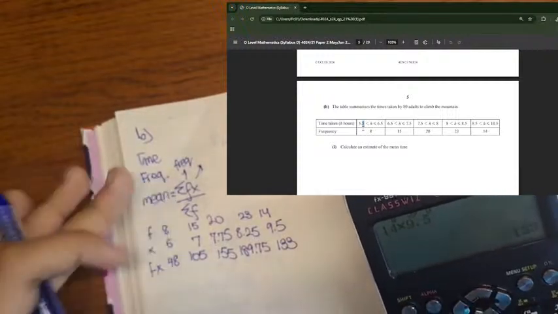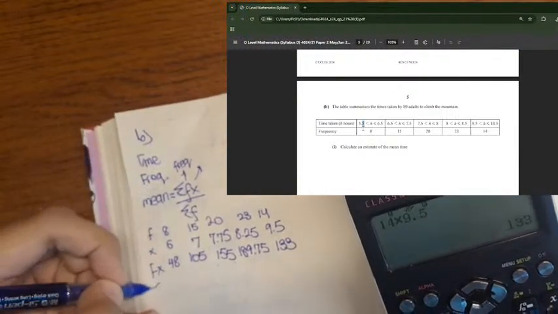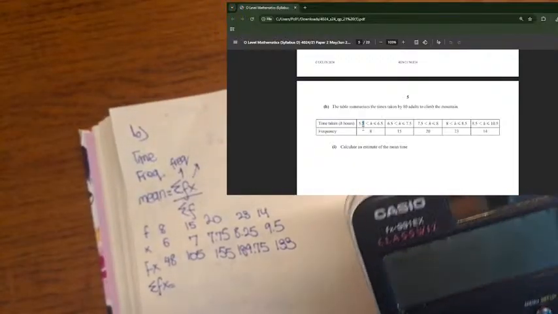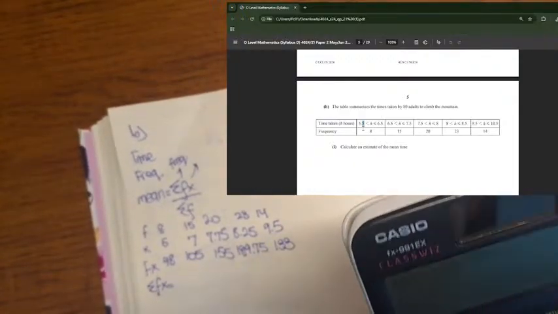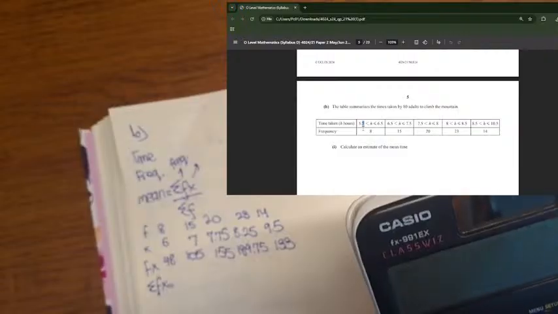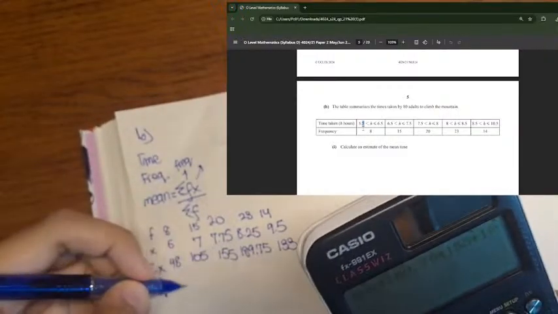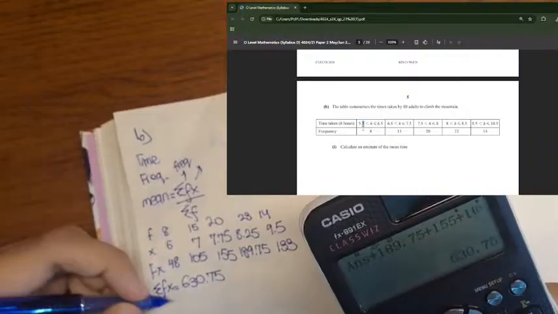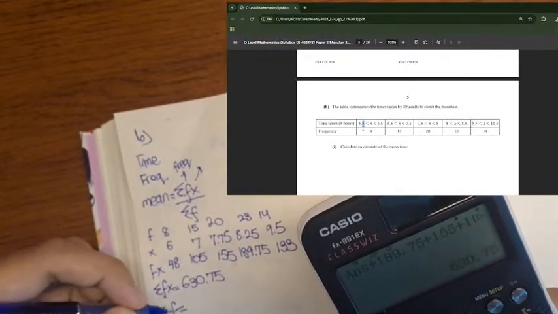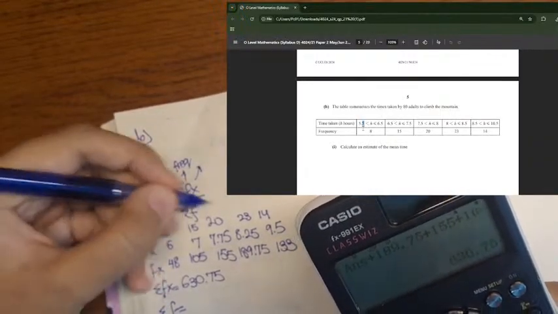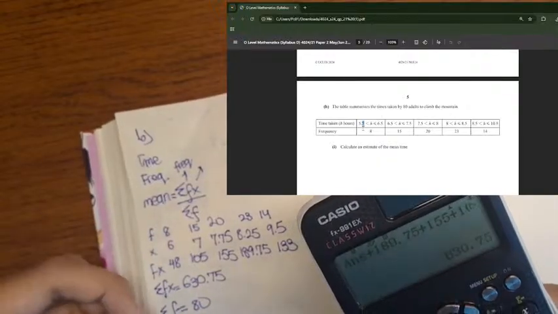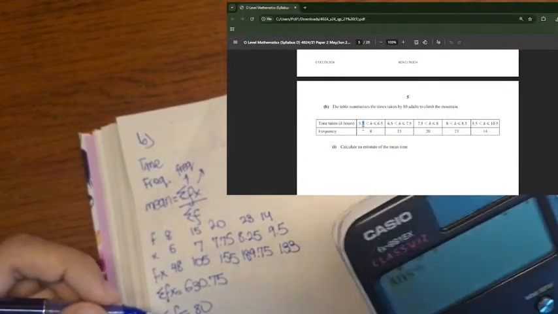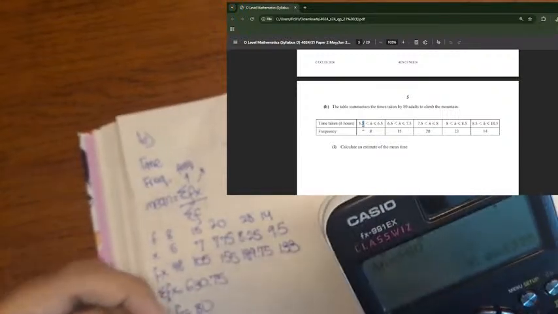What we're going to do is basically add it up, because summation means that we need to add up all of the fx's, right? So let's do that. 133 plus 189.75 plus 155 plus 105 plus 48. We get a total value of 630.75. And what do we need to divide it by? Summation of f. They've already given us that these are times taken by 80 adults. We can add them up once again, but it will obviously be 80. So in order to find the mean, let's just divide them by each other. So 630.75 divided by 80 is simply 7.88.